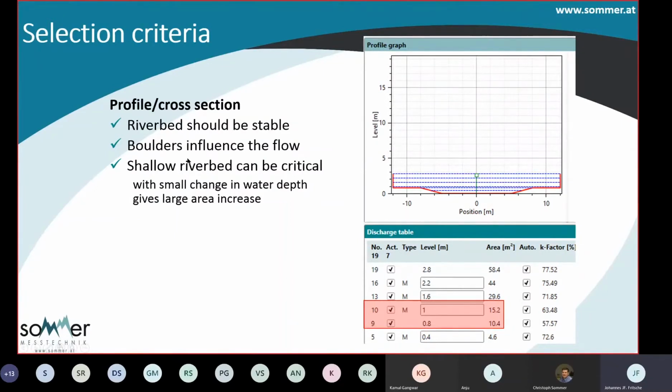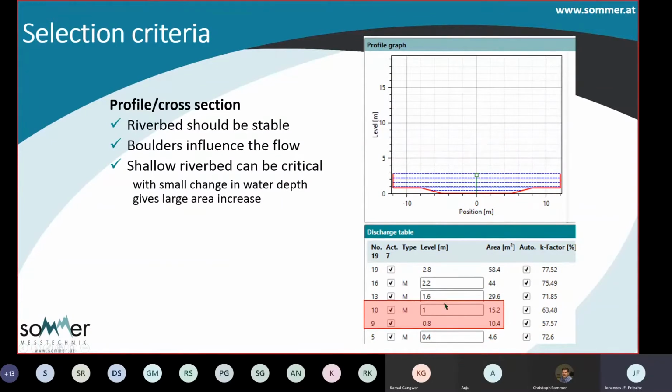And there is one point to consider when you have a very shallow riverbed that can be critical, because a change in the water level of a very shallow river can change the cross-sectional area considerably. Here is an example for that consideration. So if you have a river that is about, in this case, 20-25 meters wide and pretty shallow, so it has water levels up to 1 or 2 meters.